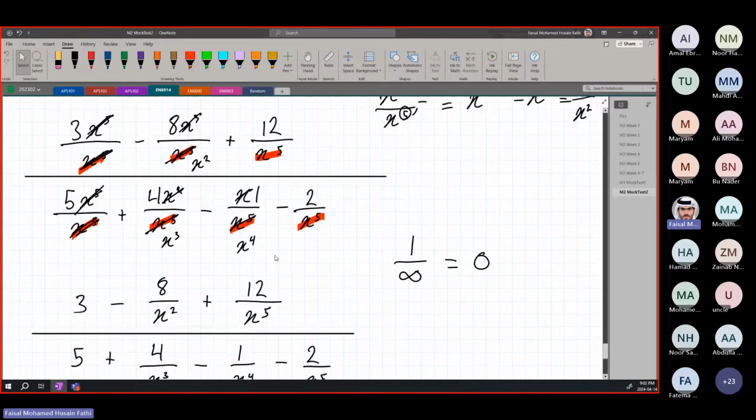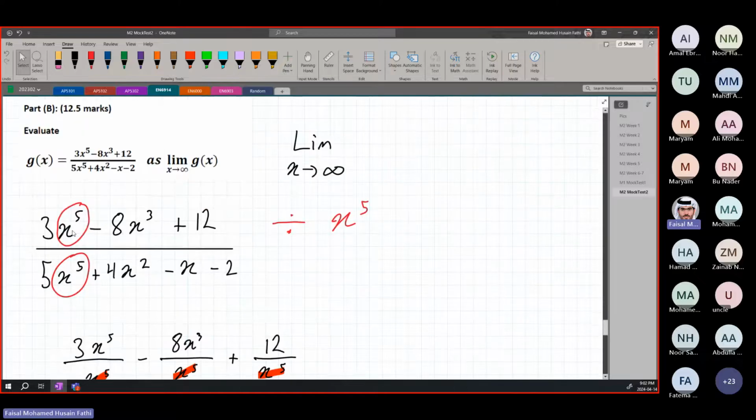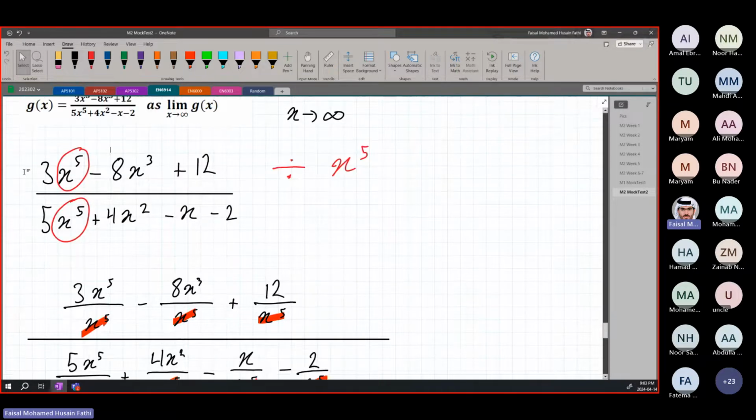Now, let's go back to the original question. Since here we have x power 5 up and x power 5 down, they are the same power. Since they are the same power, and both of them are the highest power, we can instantly know that their coefficients are going to be our answer, which is 3 over 5.